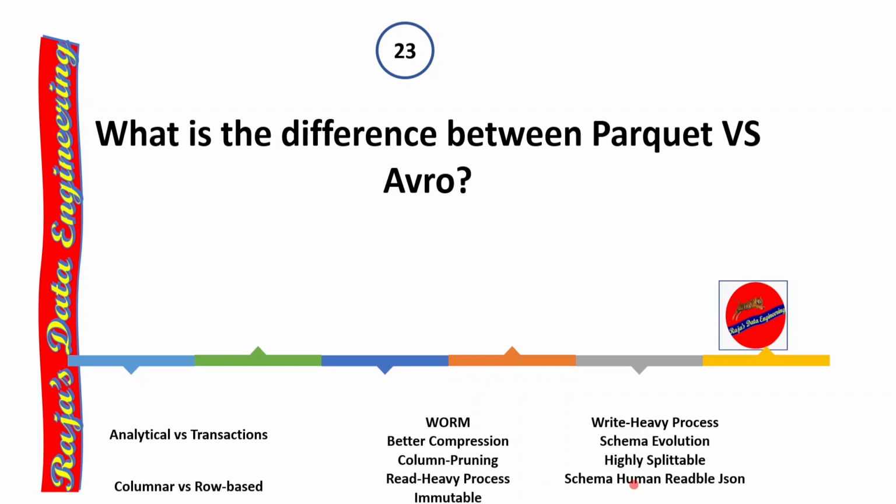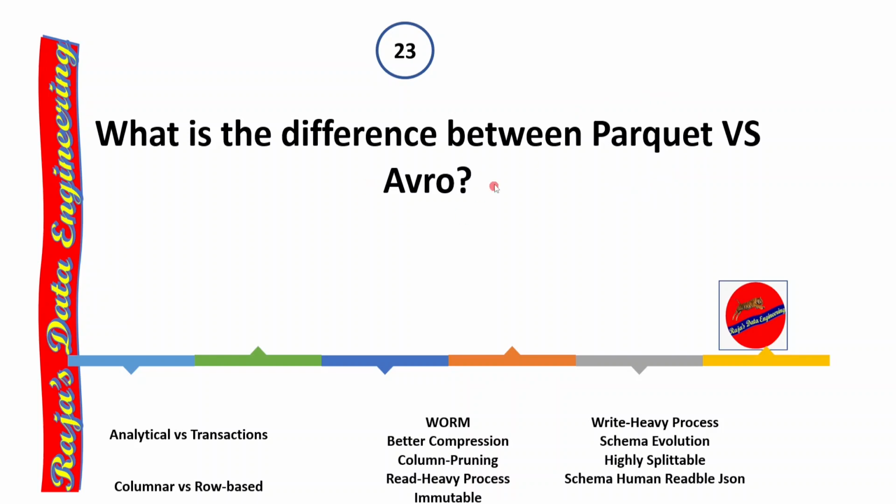Moving on to the next question, what is the difference between Parquet and Avro? This is also one of the very common interview questions in most of the big data or Spark Databricks interviews. Coming to Parquet and Avro, we have to talk about analytical versus transactions. Parquet is a read heavy operation, so it is more suitable for analytical processes. Write it once and read many times. So Parquet is more suitable for OLAP, data warehousing related use cases.